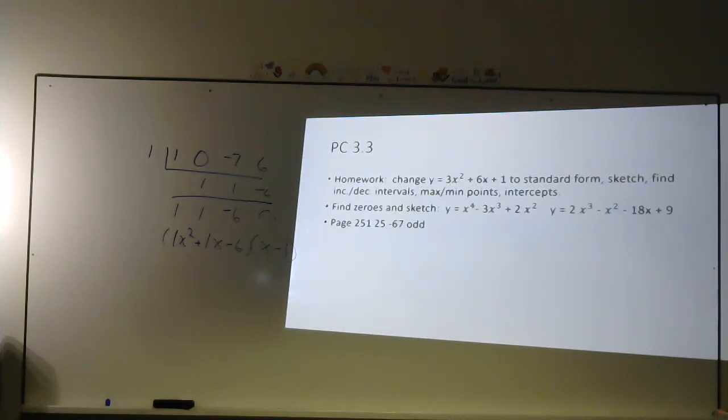Okay, homework. For the second day on section 3, remember I broke it into 2 days to try to make things a little easier for everybody.